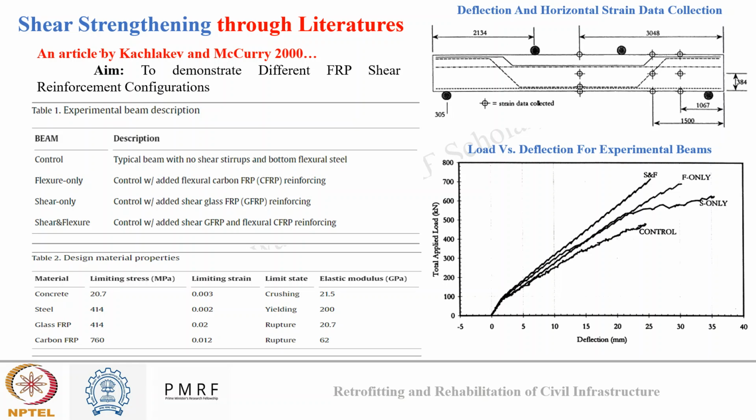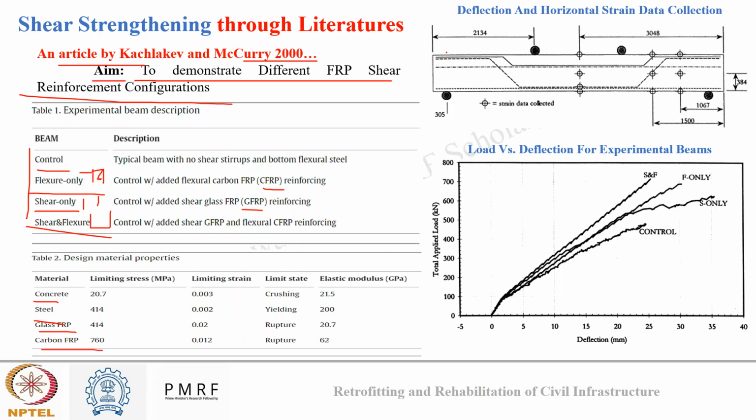Okay, there was one more article that was published in 2000, which aimed to demonstrate different FRP shear reinforcement configurations. So like the earlier two articles, here also reinforcement configuration was talked about. So they had four cases: a control beam, a flexure only, shear only, and shear flexure. So flexure only is like from the bottom, shear only is on the side, and shear flexure is like U-type. For each type they used CFRP, and glass fiber in some cases. Okay, they knew the property of concrete, steel, glass fiber and carbon fiber, and this was their beam arrangement.